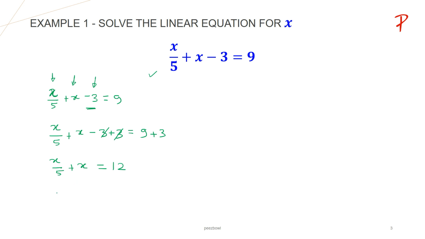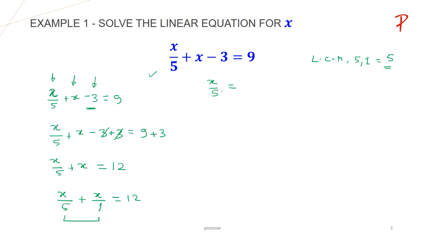Okay, now this becomes very simple. x upon 5 we will write as it is. For x it is nothing but x upon 1, right? And this is equal to 12. Now we need to find out LCM of 5 and 1. LCM of 5 and 1 is equal to 5. Okay. Now we need to make both these fractions' denominator 5, right? Let us see how we do that.